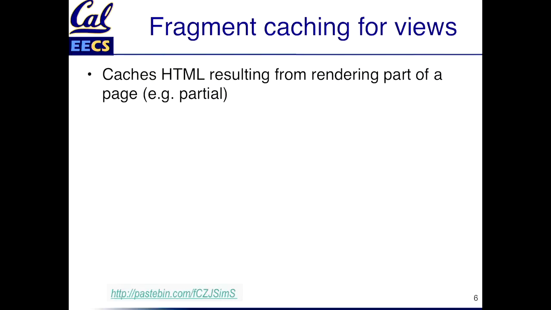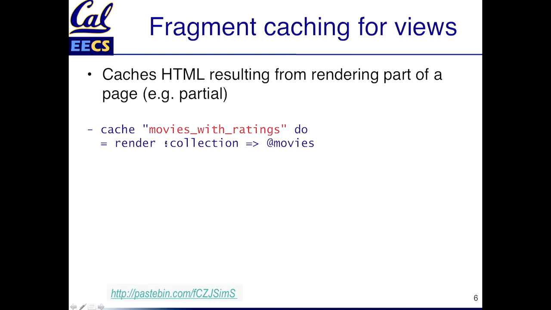Now, what if you can't cache the result of an entire controller action at once? For example, if you've built a view out of multiple pieces, you might be able to cache the result of rendering pieces of that view, even if the view as a whole is assembled differently for different users. So that's when fragment caching can help you. Fragment caching essentially lets you cache HTML chunks resulting from rendering part of a page. And the way you use it is you put the directive right into your view. You can put a do-end block inside of a cache, and you can essentially assign it a name. This is the name that's going to be used as the fragment name in the cache.